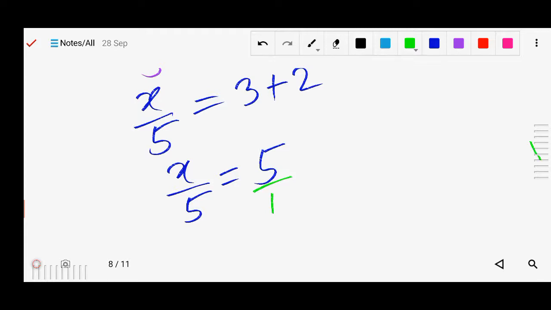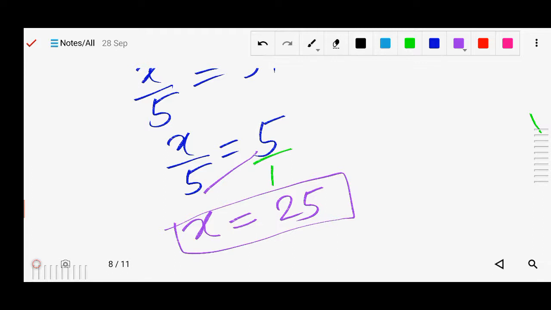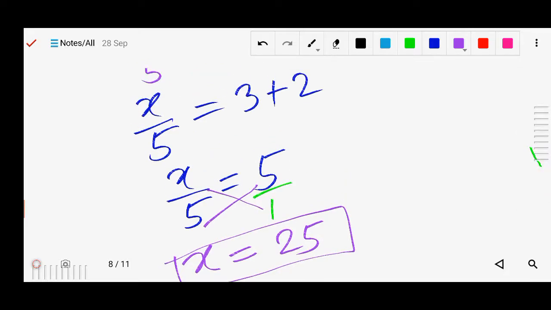Now we can do the cross multiplication. So x into 1, it will be x, and 5 into 5 is 25. Here what we have done is cross multiplication. Here actually 5 by 1 is the 5. Now the x value is 25.